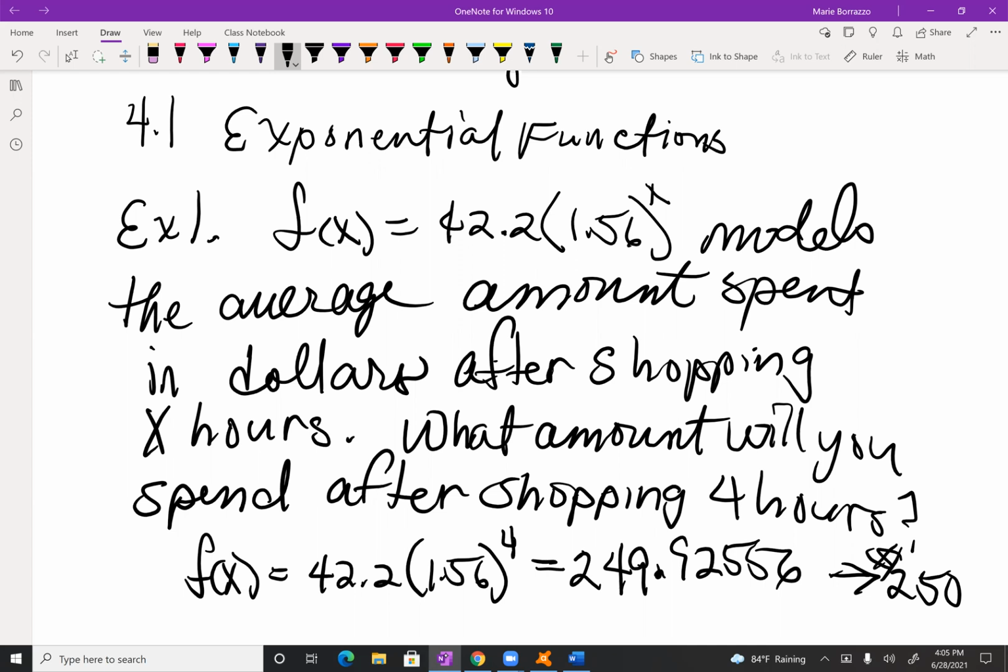And if you're cool with that, let's move on to example 2. Is everybody good? 249.92556 is what I get. The main gist is that you raise the power of 4 with the 1.56 first, and then the last thing you do is multiply by 42.2.